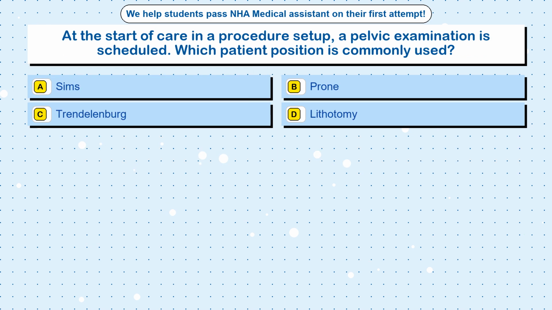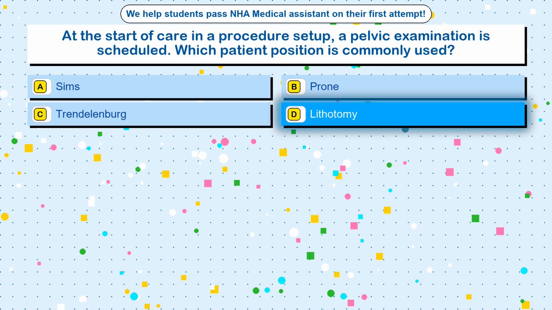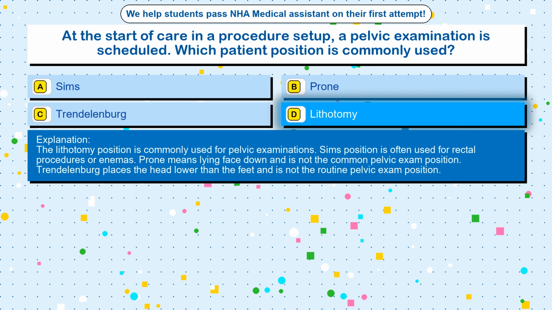Question 63. At the start of care in a procedure setup, a pelvic examination is scheduled. Which patient position is commonly used? Option A. Sims. Option B. Prone. Option C. Trendelenburg. Option D. Lithotomy. The correct answer is option D. Lithotomy. The lithotomy position is commonly used for pelvic examinations. Sims position is often used for rectal procedures or enemas. Prone means lying face down and is not the common pelvic exam position. Trendelenburg places the head lower than the feet and is not the routine pelvic exam position.